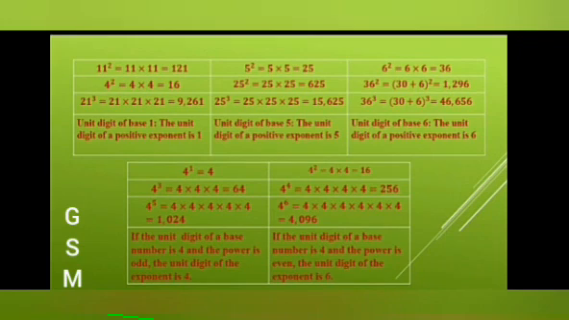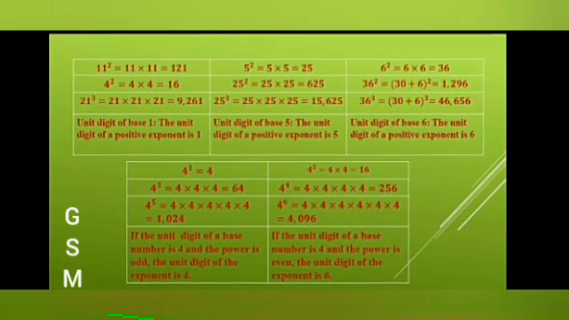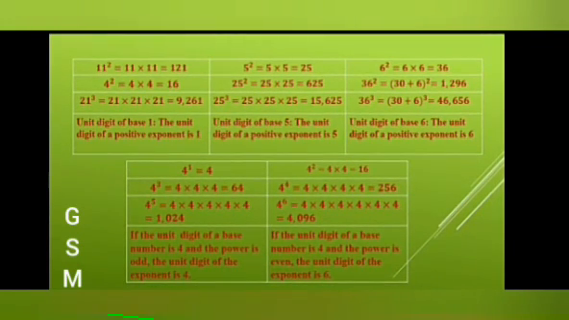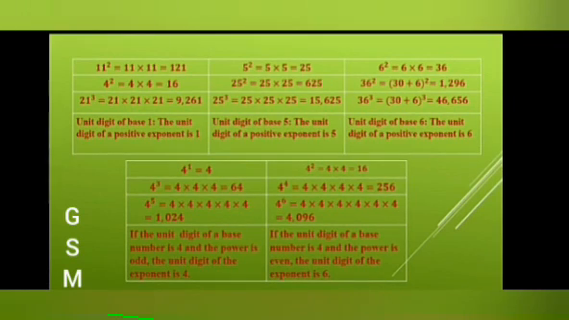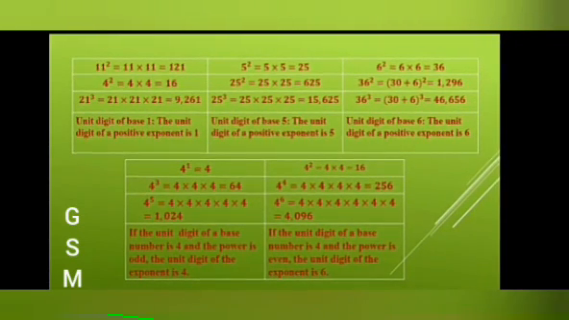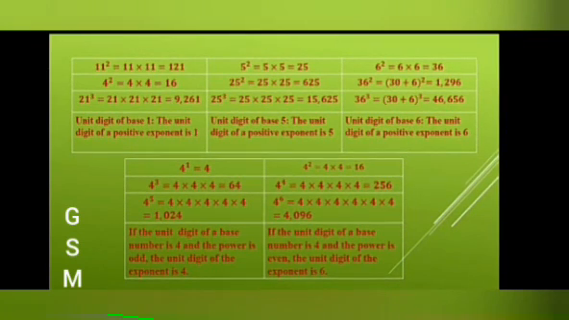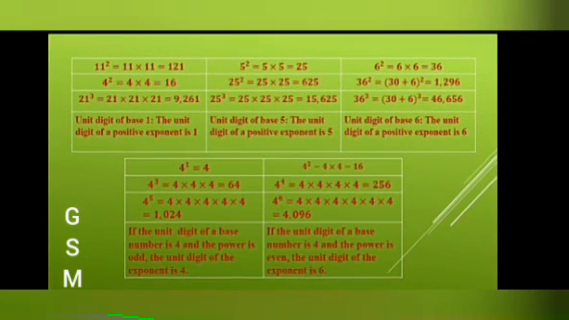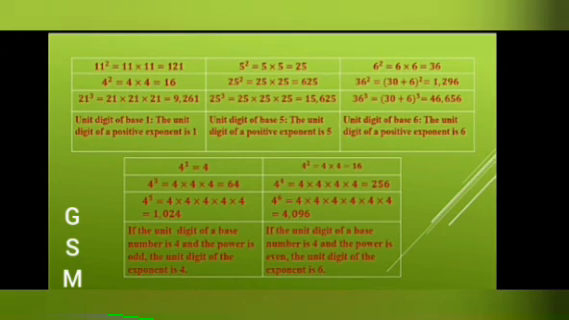Next, we can see that if the unit digit of a base number is 4 and the power is odd, the unit digit of the exponent is 4. If the power is even, the unit digit of the exponent is 6.